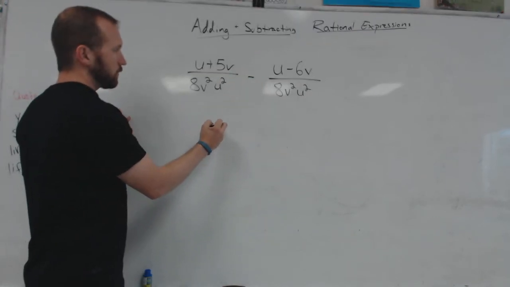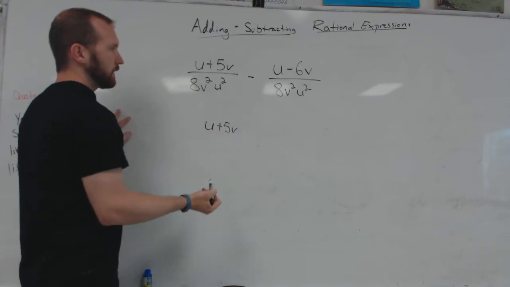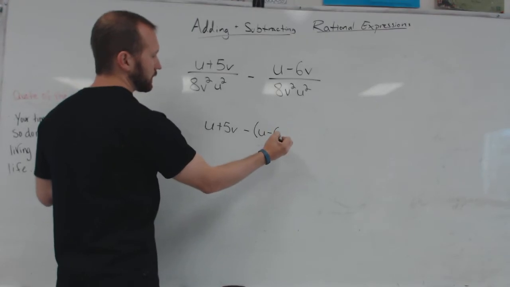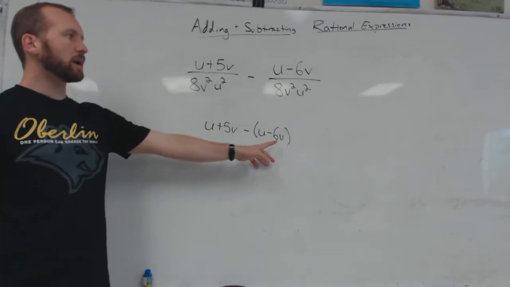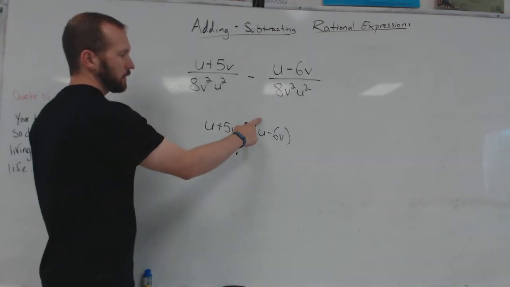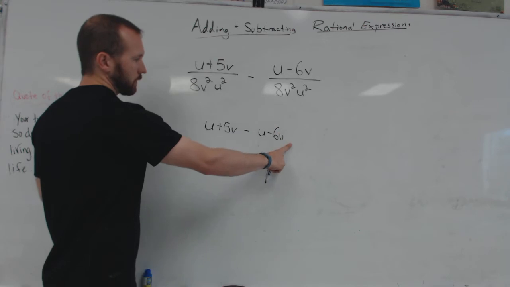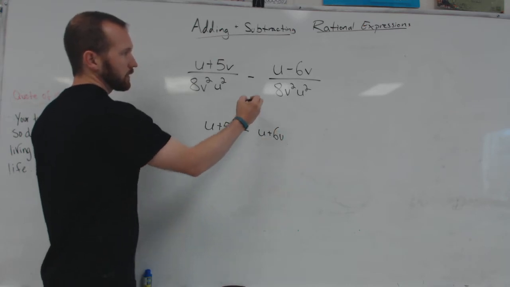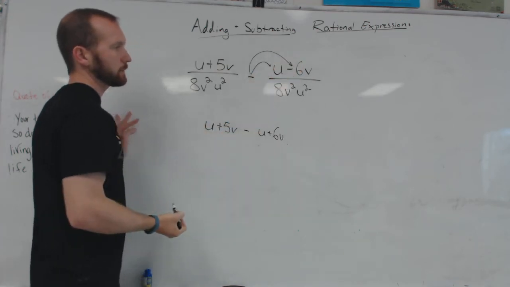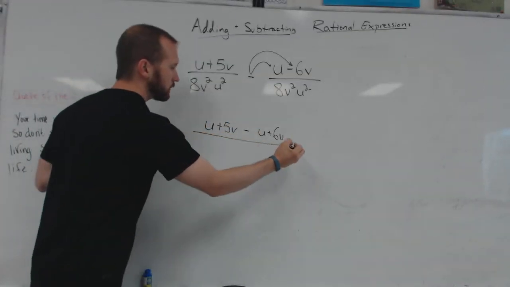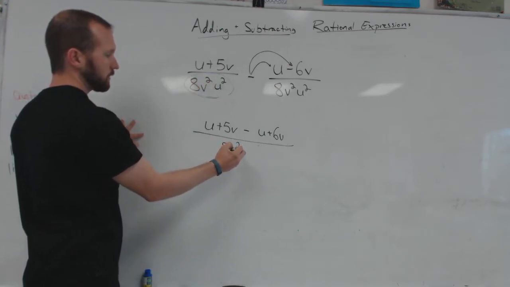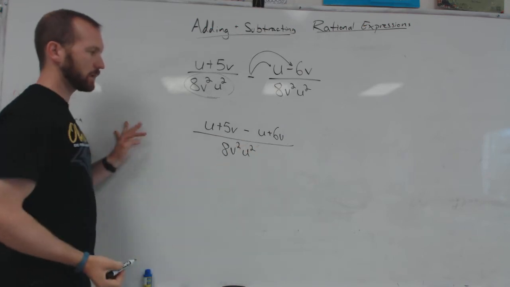So all we're going to do is we're going to add, or in this case subtract, our numerators. So we have u plus 5v. Now we have to remember this is minus the entire numerator. So it's minus u minus 6v in parentheses. Or you can just right away write minus u plus 6v. This negative sign applies to the u and to the 6v. All that is over just the denominator once, right? 8v squared u squared. That's it.